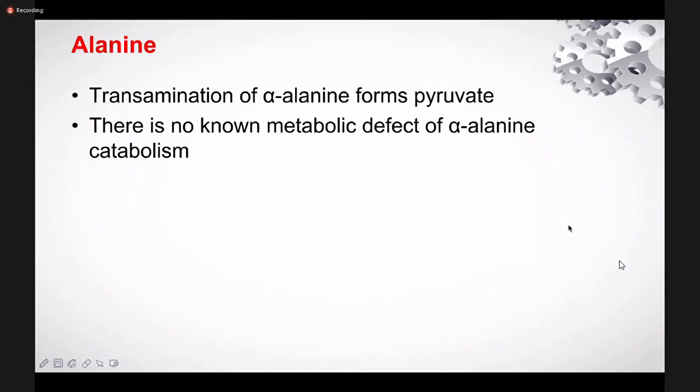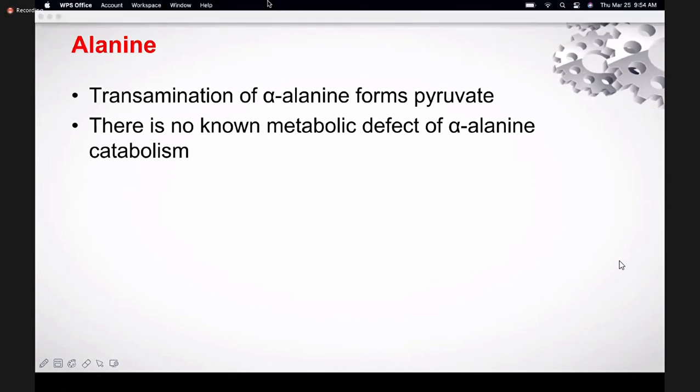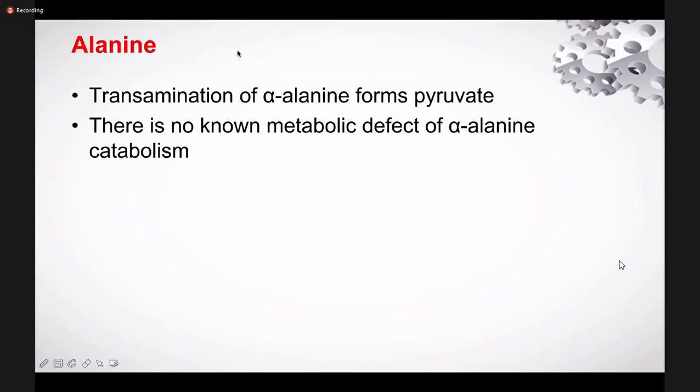So, ang alanine, we already know that yung transamination, so alanine is like glutamine, so they participate in transamination. So, after transamination, they form pyruvate. So, there is also no known metabolic defect of alanine catabolism. Kasi transamination lang siya and it is said that if there is a problem in transaminase, it is incompatible with life. So that's why we will never know if there is a defect that affects a transaminase.